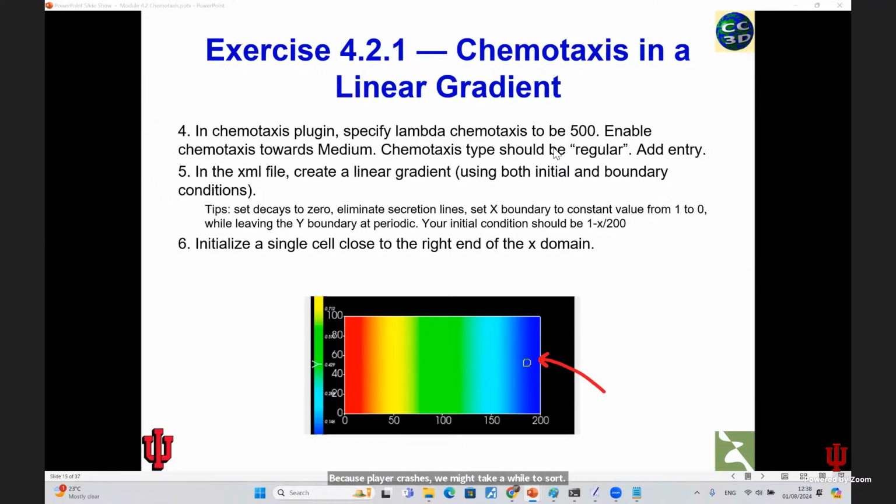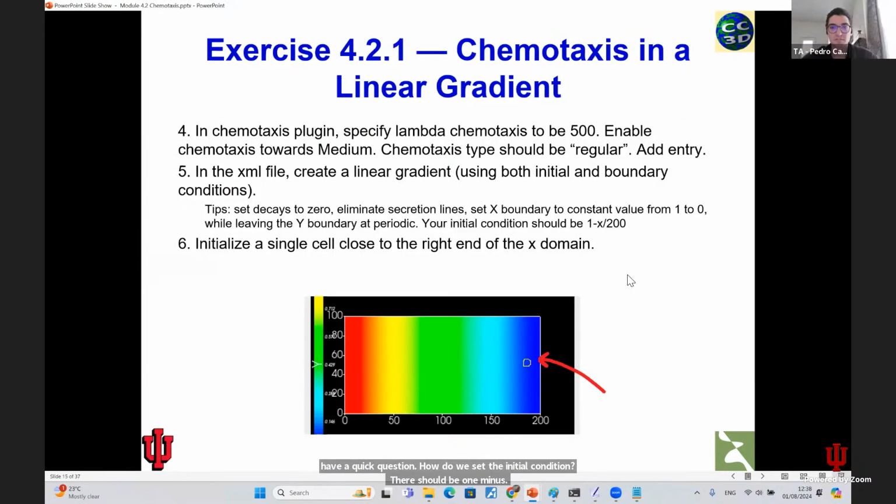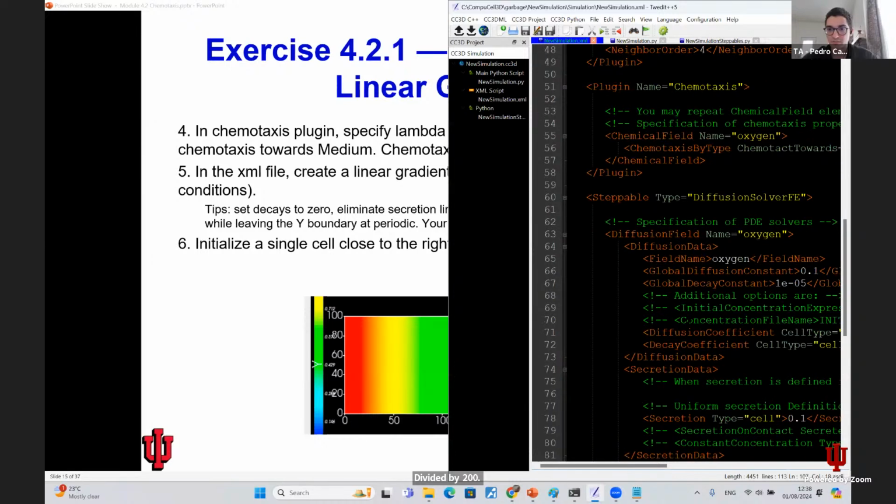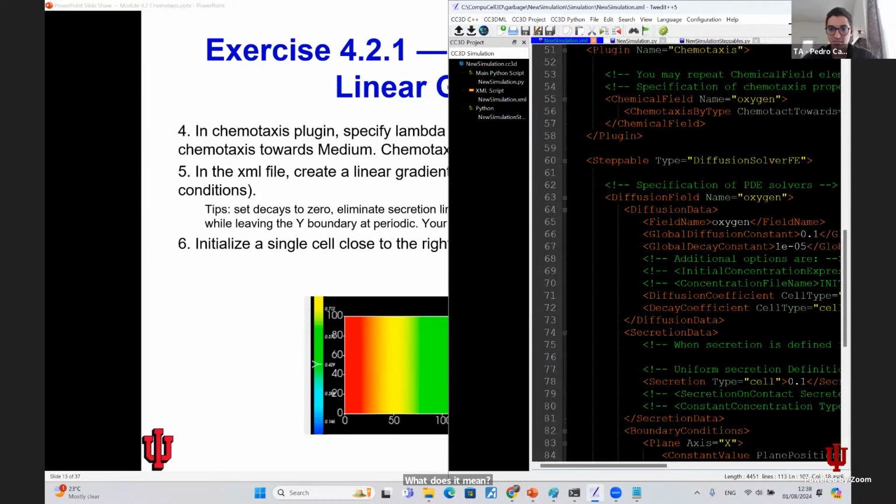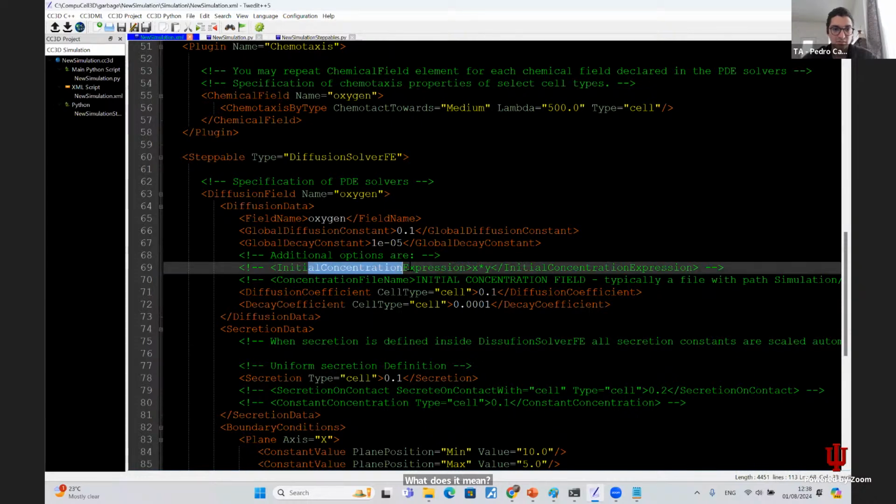I have one question. How do we set the initial condition that should be 1 minus x divided by 200? Okay, what do you mean? Set the initial condition in your fields in the XML. There is this line called initial concentration expression. You uncomment this line and set the 1 minus x over 200. Is that clear? Need a little bit of time. Let me find the line.